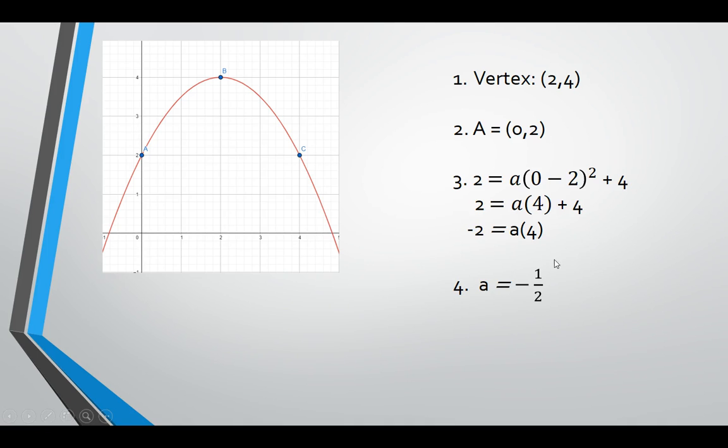You've done a lot of work up to here so far, but you're only part way. You need to remember to go back and plug it into your original equation to get y equals -1/2 (x - 2)² + 4. So we have our a value, our h, and our k all plugged into our equation.